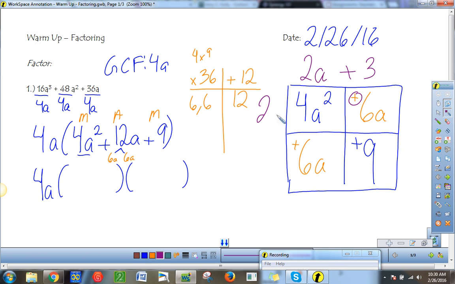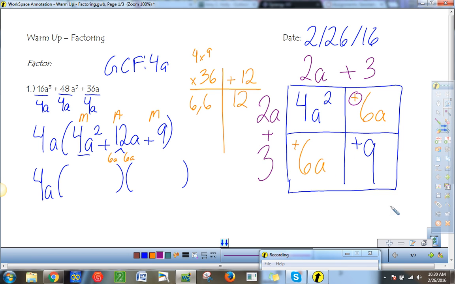2a again in this case. And this guy will be a plus 3 again. And those are your answers. You can check that you did this correctly also, because what's 2a times 2a? 4a squared. What's 3 times 2a? 6a. Here and here. Here and here.